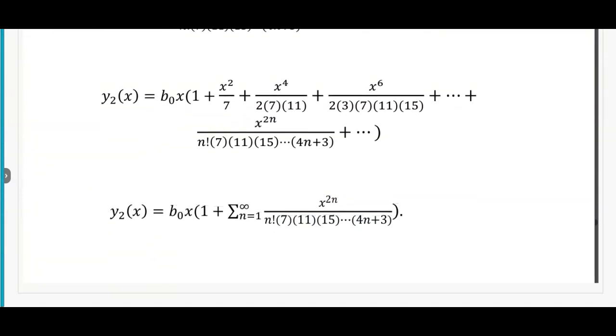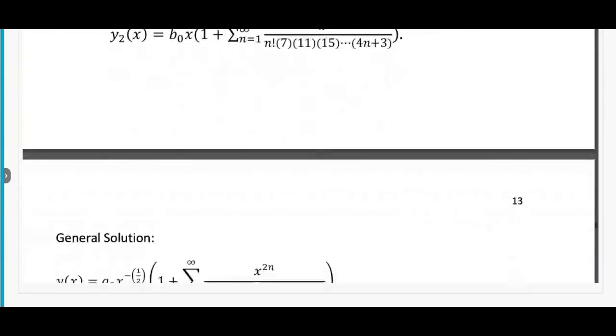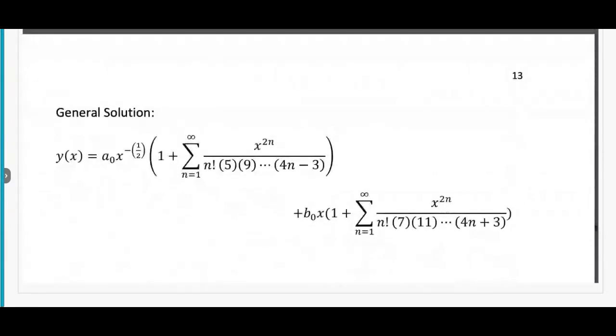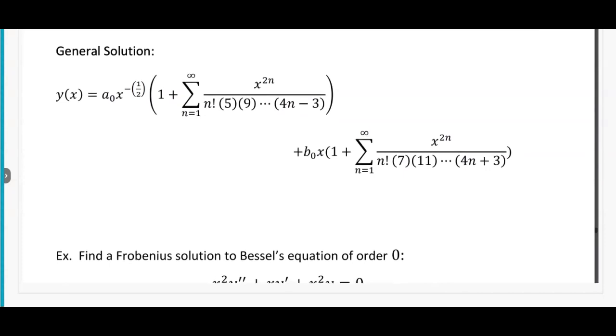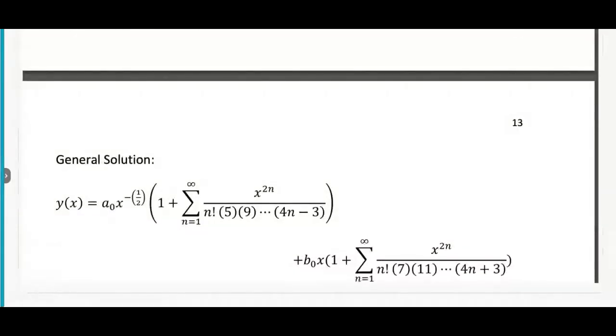Lots of calculations. So the general solution would be the R1, from R1, the solution from -½ and the solution from 1. Anyone has any questions? The calculation is tedious.